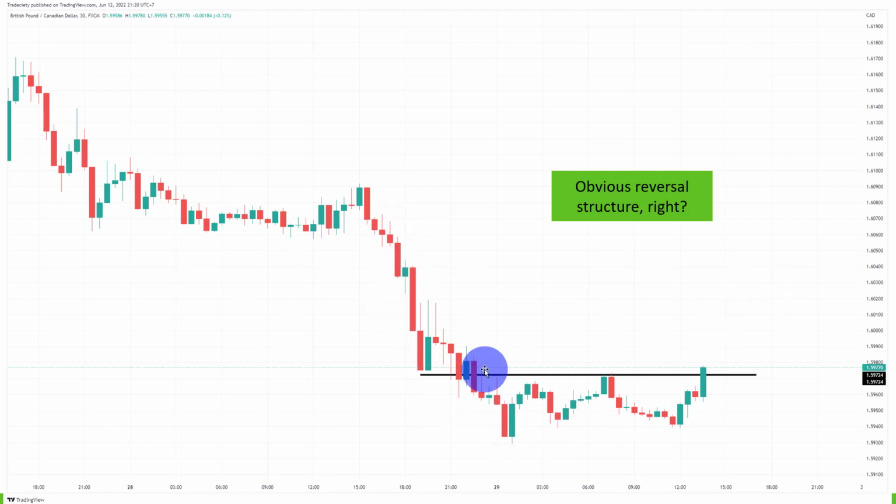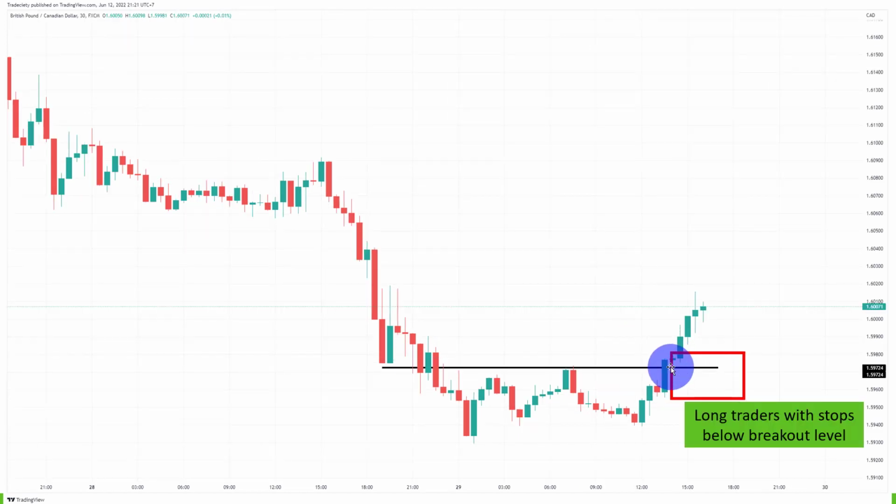The sellers are not as strong anymore. Maybe a lot of sellers have also taken profits as the trend has unfolded. So a lot of people are going to go long here, right? And I don't think there's anything particularly wrong with that, but it's always very valuable to ask yourself, where will the other traders have their stop loss?